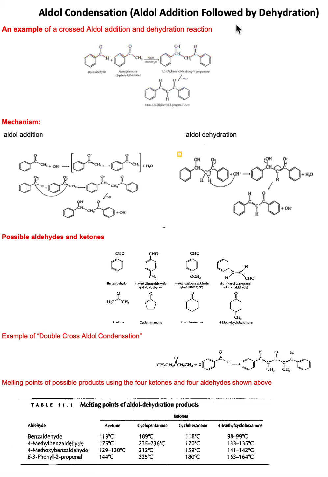Equation and mechanism. In the presence of a strong base, such as sodium hydroxide, aldehydes or ketones or mixed combinations that have alpha hydrogens will react to form beta hydroxyaldehyde or ketone. If two different aldehydes or ketones are used, the reaction is referred to as a cross-aldol.